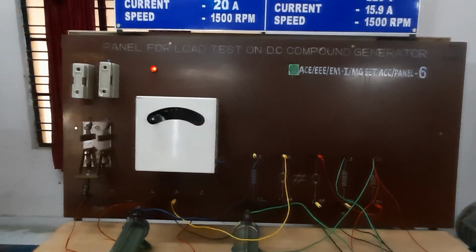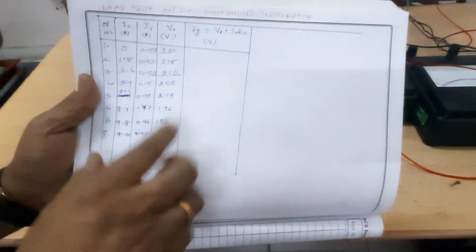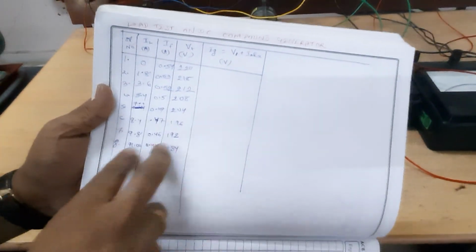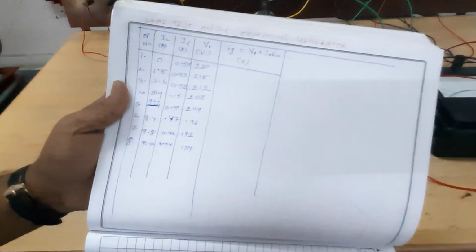Now in this experiment we have got IL, IF and VT in this table. By doing the experiment we have filled up this table. The remaining part will be done by calculation. Okay. Thank you.